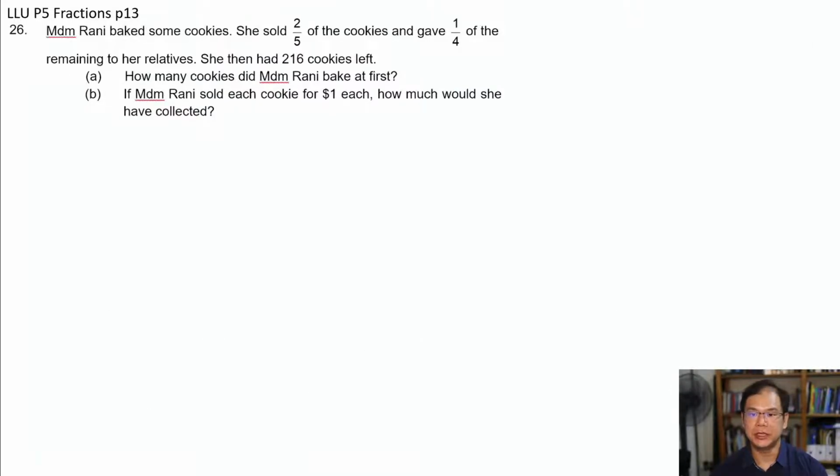Okay, page 13, question 26. Madam Rani baked some cookies. She sold 2/5 of the cookies. So she sold 2/5 of the cookies and gave 1/4 of the remainder, or 1/4 of the remaining to her relatives. She then had 216 cookies left.